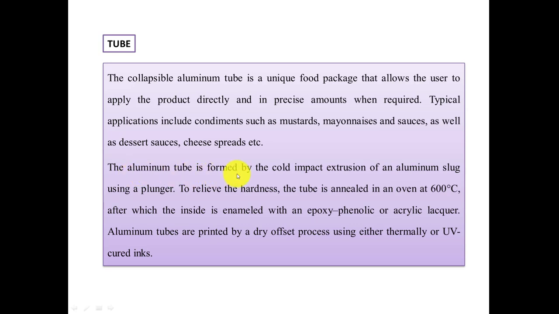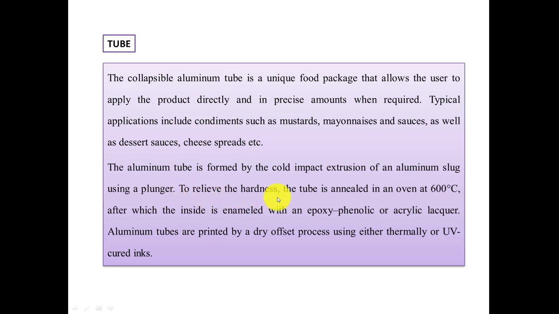Now, how is the aluminium tube formed? The aluminium tube is formed by the cold impact extrusion of aluminium slug using a plunger. What is this cold impact extrusion? Please go through it. If you feel any problem, you can call me or contact me.